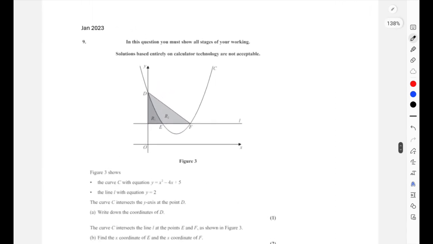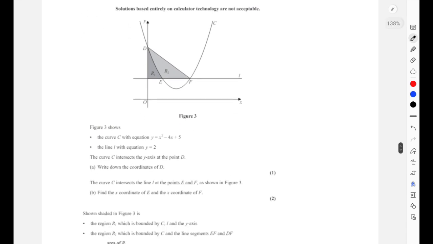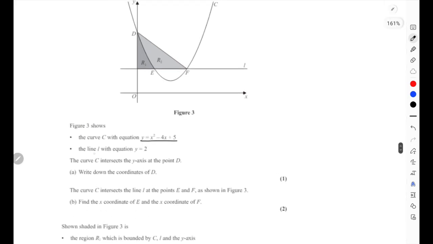Now this one has this solution. It says that the curve C with equation y equals x squared minus 4x plus 5, and the line with equation y equals 2, both intersect at point D on the y-axis. Write down the coordinates of D. I can clearly understand that the line intersects the y-axis at point D.